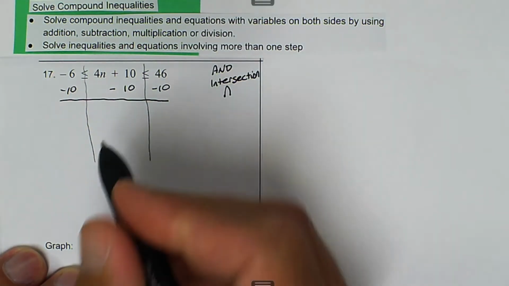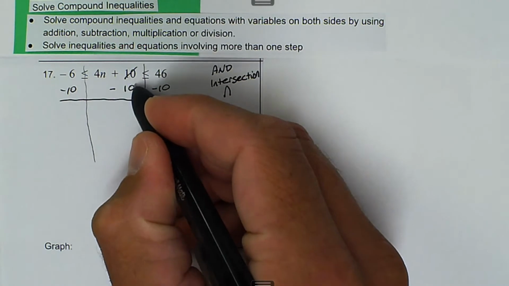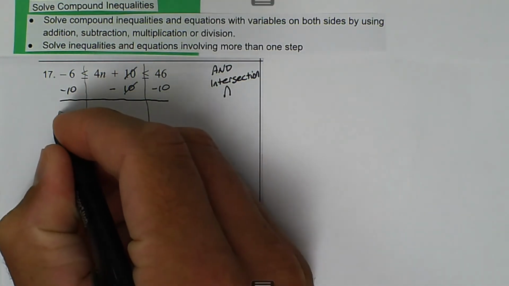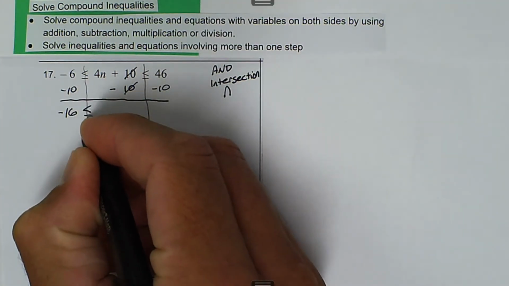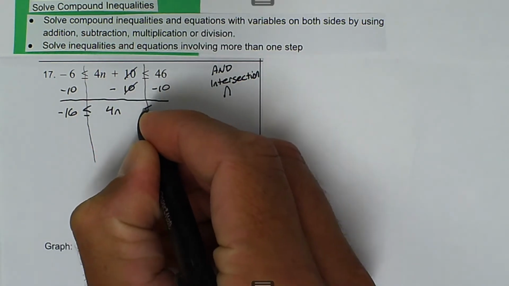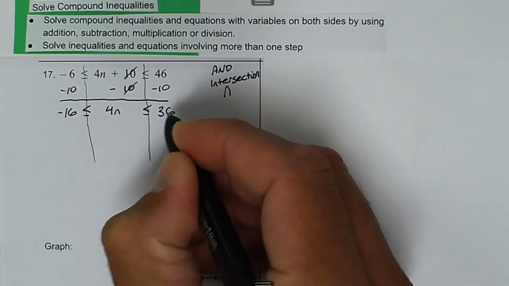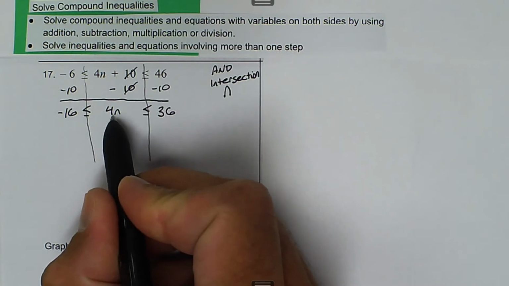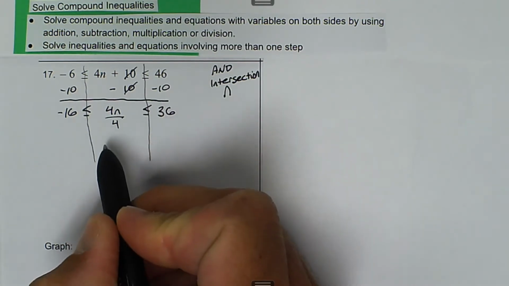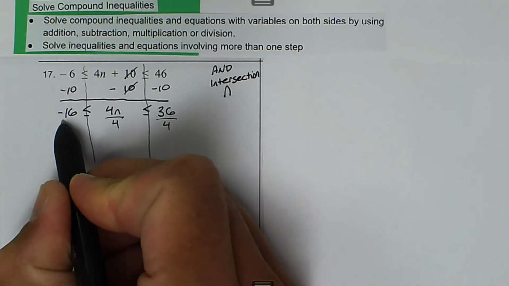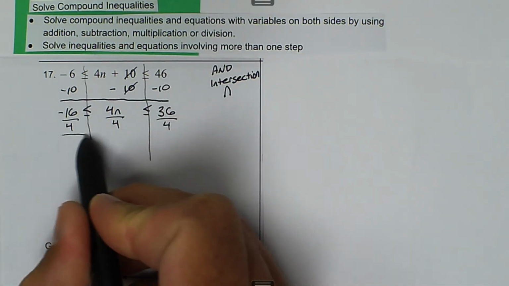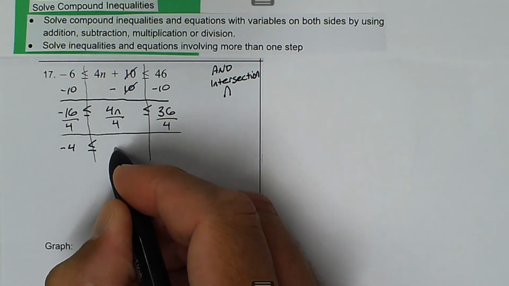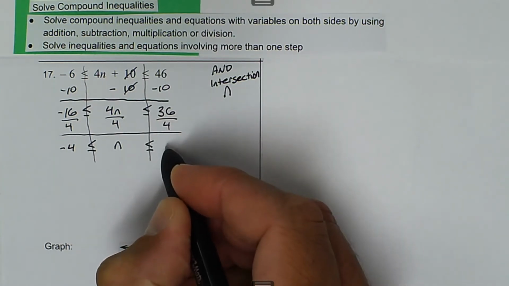In that case, then we get our 10. The reason we subtracted is because we wanted to get rid of the 10. And then here we have negative 16 is less than or equal to 4n is less than or equal to 36. And now we still have the n here joined by multiplication. So in order to get rid of multiplication, we have to divide. And if we divide in the middle, we have to divide on the right, and we have to divide on the left. So then we're left with negative 4 is less than or equal to n, which is less than or equal to 9.